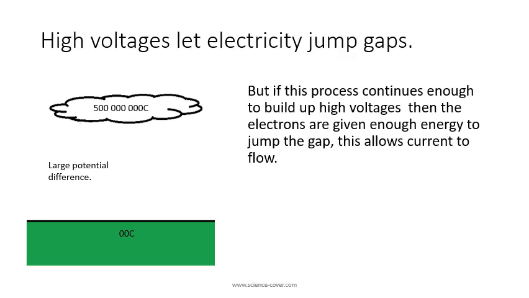However, if the process continues and charge builds up in the clouds till we reach high voltages, so a large charge difference, then it means the electrons now have enough energy to jump the gap. So imagine the clouds have gained a 500 million coulomb charge and the ground is still neutral at 0 coulombs. This is now a large voltage difference, and electrons now have enough energy to jump the gap.